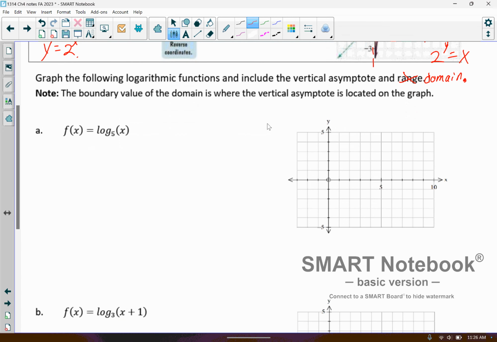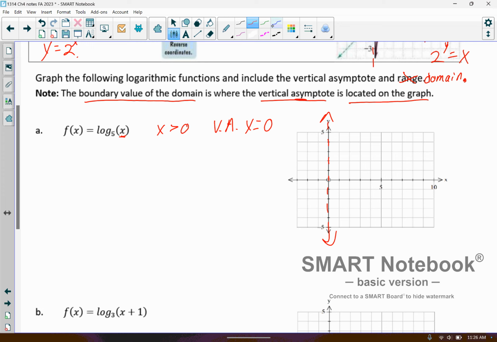Note the boundary value of the domain is where the vertical asymptote is located on the graph. If you remember from the previous video, we take this part right here and say that needs to be greater than 0, because we can't evaluate logs at negative values. That is actually where my vertical asymptote is going to be. It's going to be at x equals 0 in this first example.